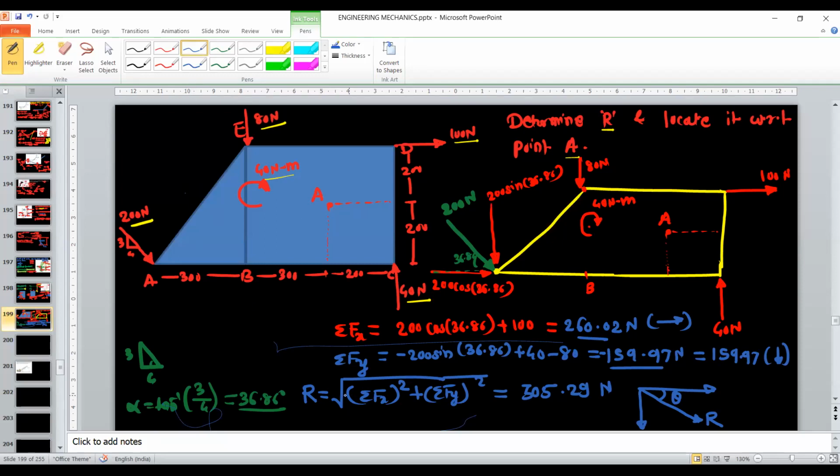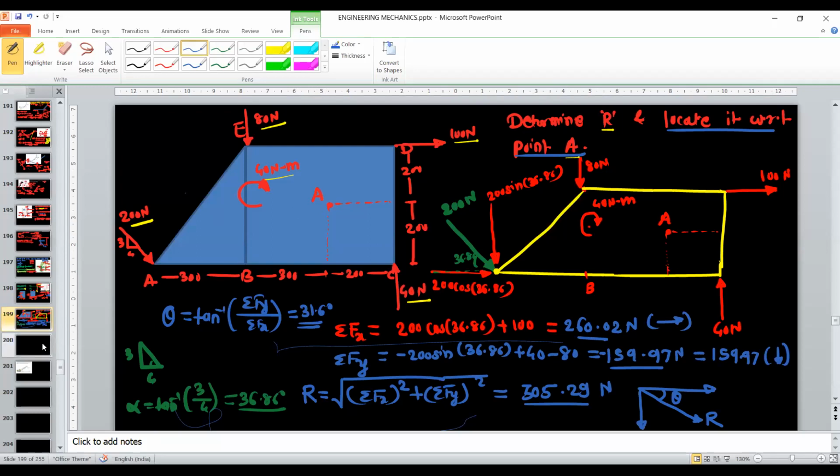So for this problem, the resultant R is equal to 305.29 Newton, and its direction theta you can find out. So theta is equal to tan inverse summation Fy upon summation Fx, and this is equal to 31.6. So next part is we have to locate the resultant with respect to point A. That means from point A we have to find out the distance of resultant.